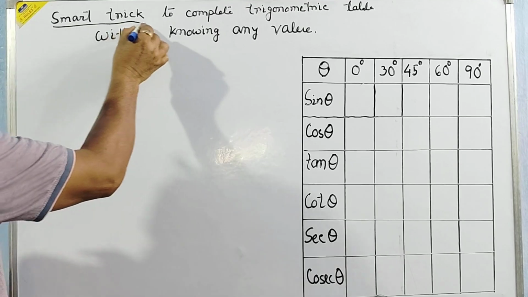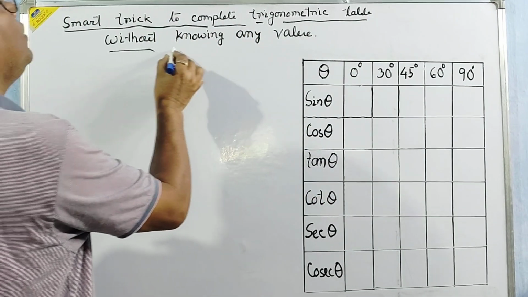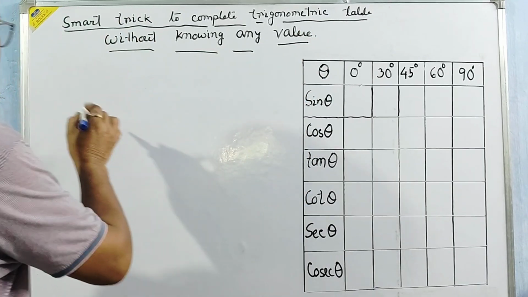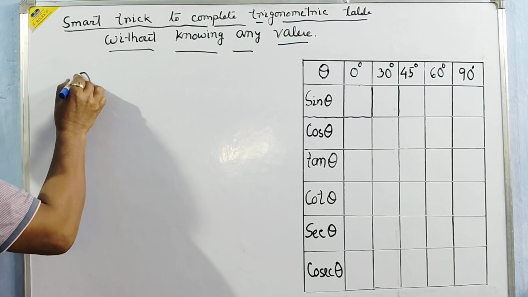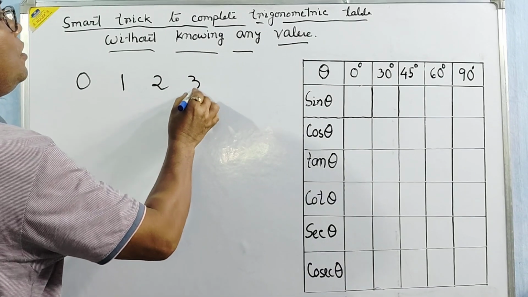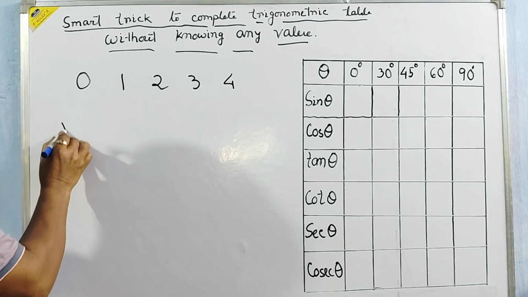Smart trick to complete the trigonometric table without knowing any value. Now first we write 0, 1, 2, 3. Now we take the square root of each.